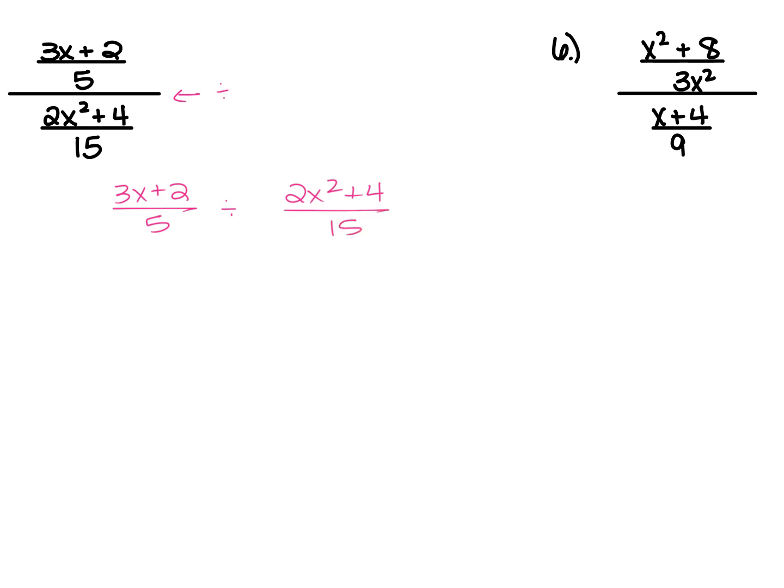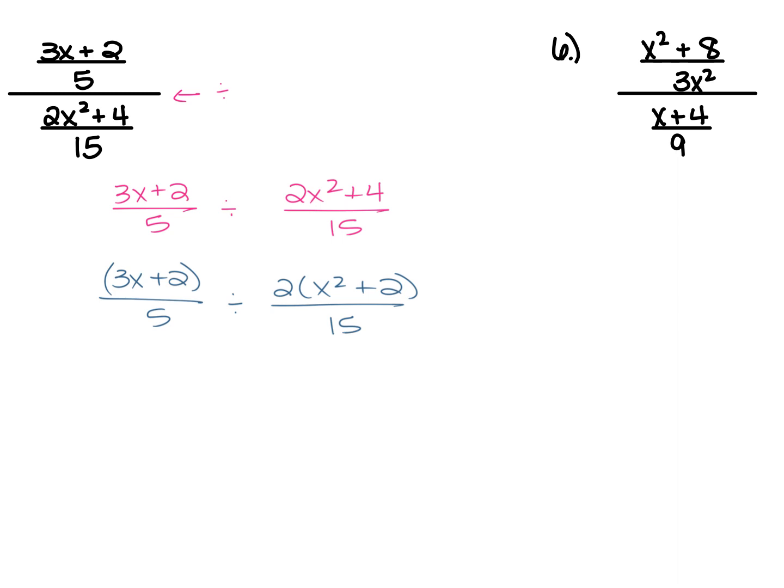If you can factor or simplify any of these parts of these fractions, you would do so now. On the top of the second fraction, you have 2x² + 4. You have a greatest common factor with that, so factor that greatest common factor out. That gives you 3x + 2, I'm going to put parentheses around that, over 5, divided by 2 times (x² + 2) over 15.